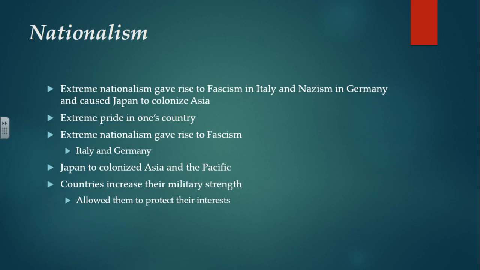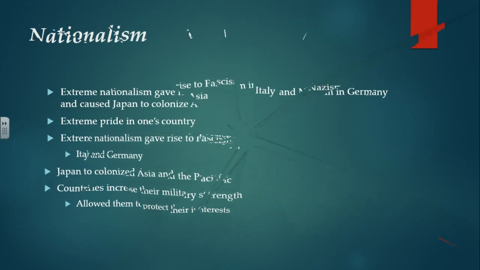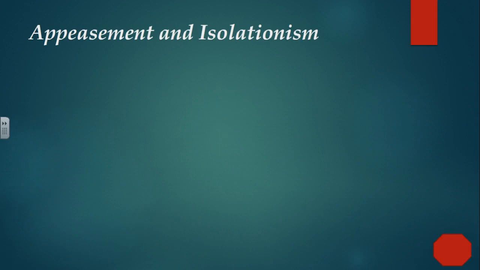One thing that comes with nationalism is an increased strength of your military. Your country you view as the best. You want to make sure that you can protect your interests, both foreign and domestic, and you're going to emphasize military strength. Lastly, we're going to talk about appeasement and isolationism.